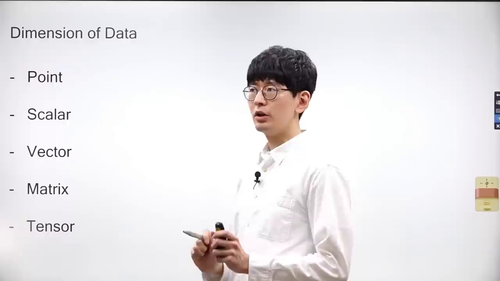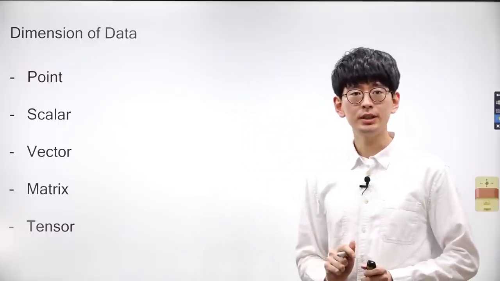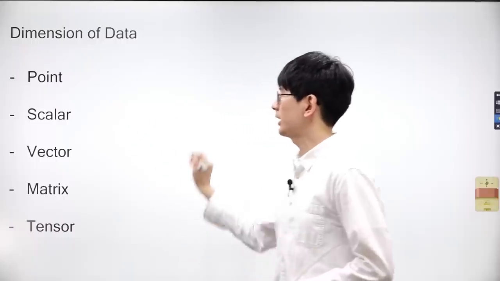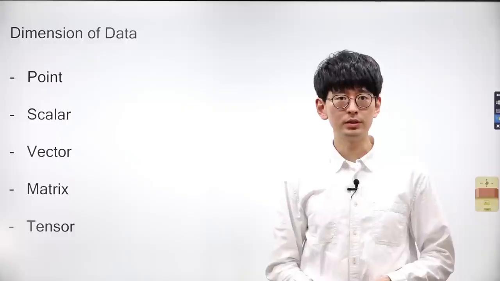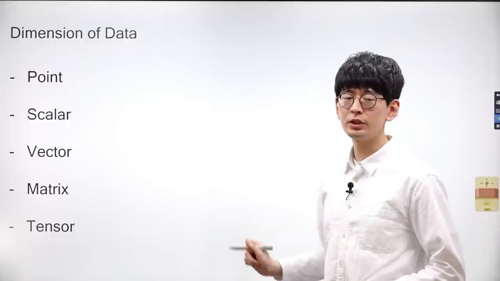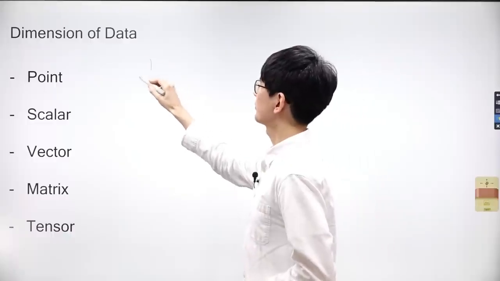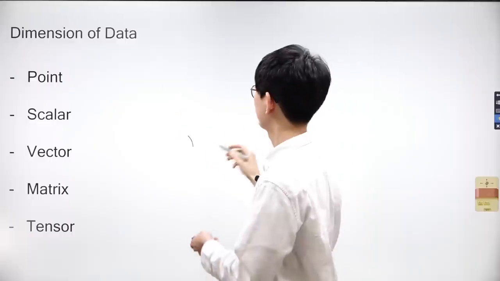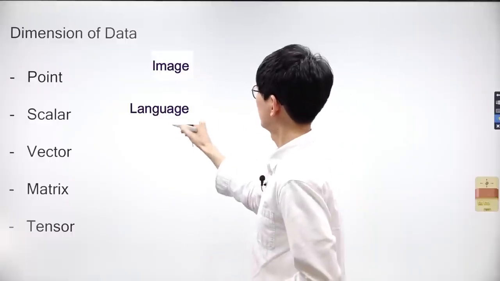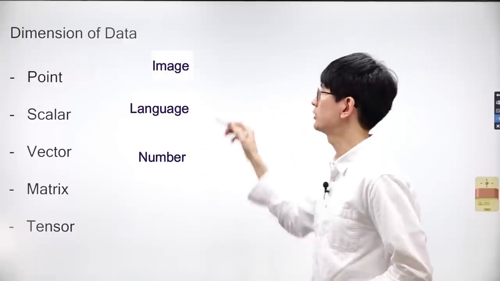Now let's explore the types of data to which addition, subtraction, and scalar multiplication can be applied, as well as how these operations can be applied to those data. Here, I've listed different types of data. Essentially, most things in our world can be considered data. For example, images, languages, and numbers, all these are data. Let's see why they are data.